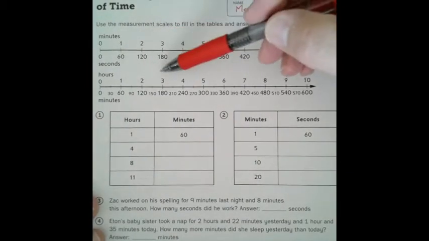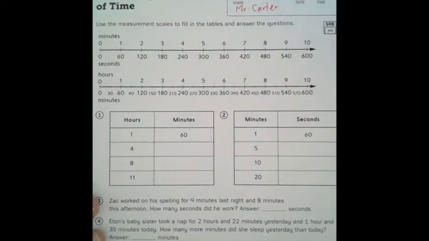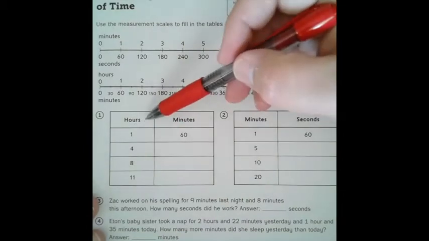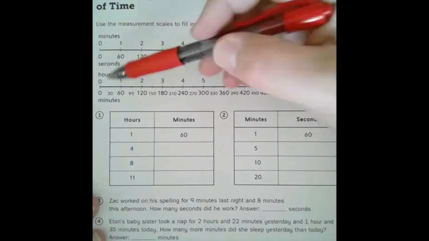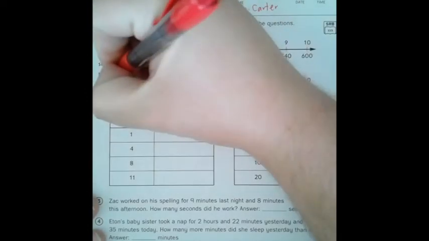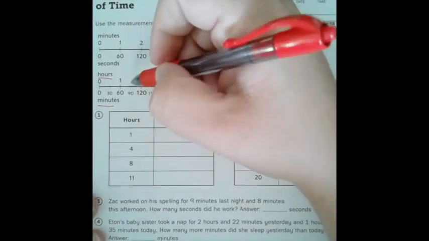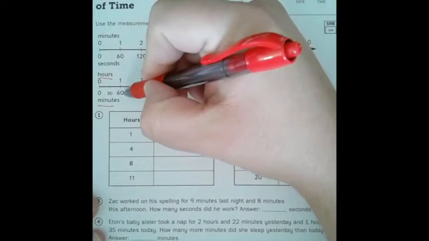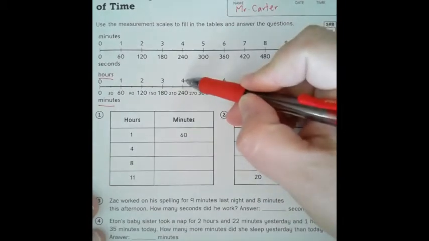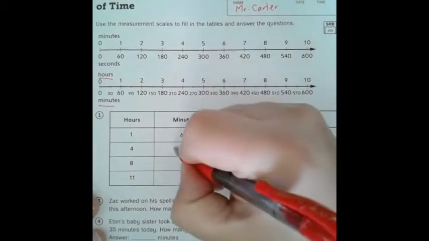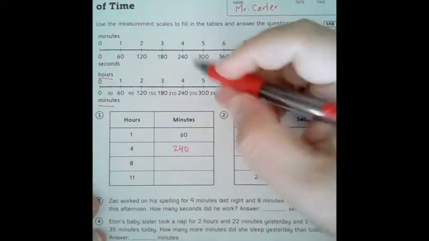We're going to use these measurement scales here to help you with some of these questions. If we're looking at number 1, we're going from hours to minutes. So we're going to use this bottom measurement scale here, the one that goes from hours to minutes. So if you look here, 1 hour is 60 minutes. So if we're looking to see how many minutes there are in 4 hours, we're going to go here, 4 hours, and that equals 240 minutes.